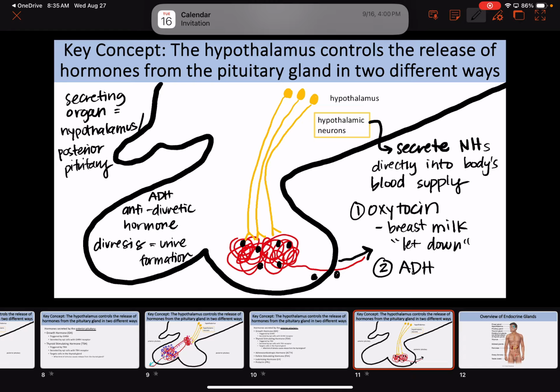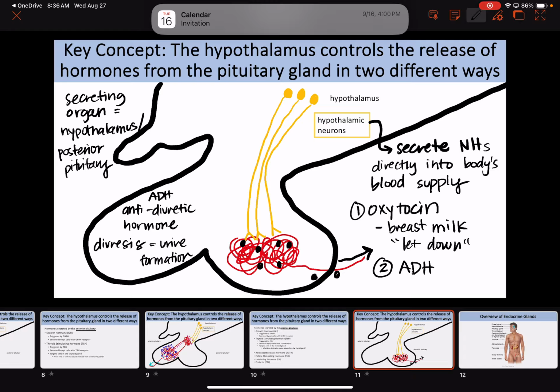So can you have letdown of breast milk and uterine contraction at the same time? You sure can. So the anterior is like the 6 hormones, how those release, and then the posterior is the 2, just those two. And the anterior releases like this: it goes down until it finds a receptor, and then it triggers the hormone to be released. That's what happens in the anterior pituitary.